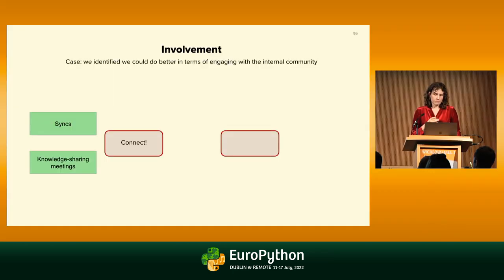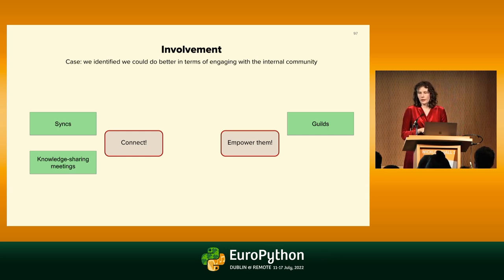Okay, so connecting worked okay, but not very well. So instead, we decided to empower the people. And we had two ideas here. One was the guilds. A guild is a group of people focused on a specific topic. In our department, we decided to have an MLOps guild and a data science guild. I am a part of the MLOps one, so I can tell you more from this perspective.